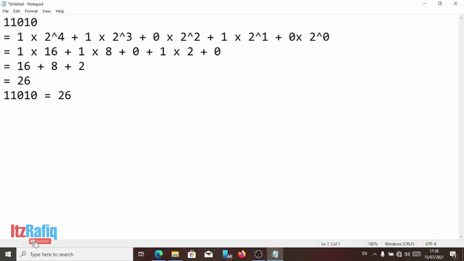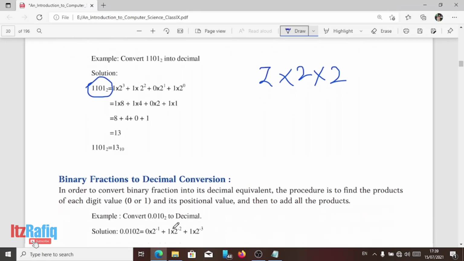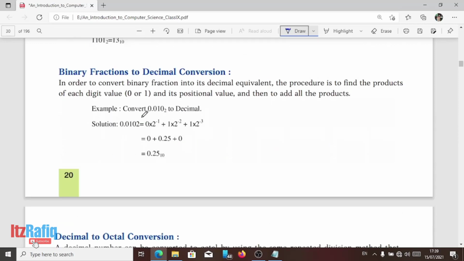Now suppose we have a decimal point in our binary number, how can we solve it? Let's have the example in the book first. Binary fraction to decimal conversion. In order to convert a fraction into its decimal equivalent, the process is to find the product of each digit value, 1 or 0, and its position value, and then add all the products.